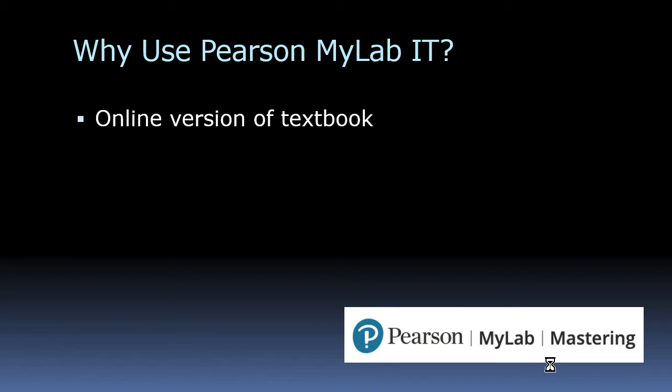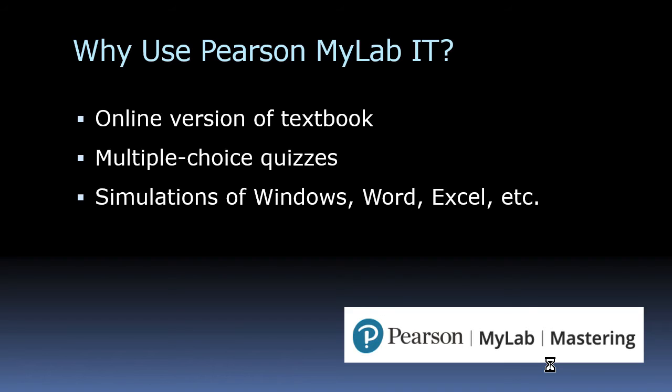So why do we use it? Basically, there's a couple of things. One feature is the online version of the textbook. This is great. You don't have to carry it around. As long as you have access to the internet, you can see your textbook. It's really nice. And it has these multiple choice quizzes, which sounds pretty intimidating, but no, they're pretty easy. They're pretty simple, and if you study, you have no problem with those. There are simulations of the programs like Windows, Word, and Excel, which are real nice. You can see how programs work, and you can practice with them and get to work on the programs in a better and more expert way.